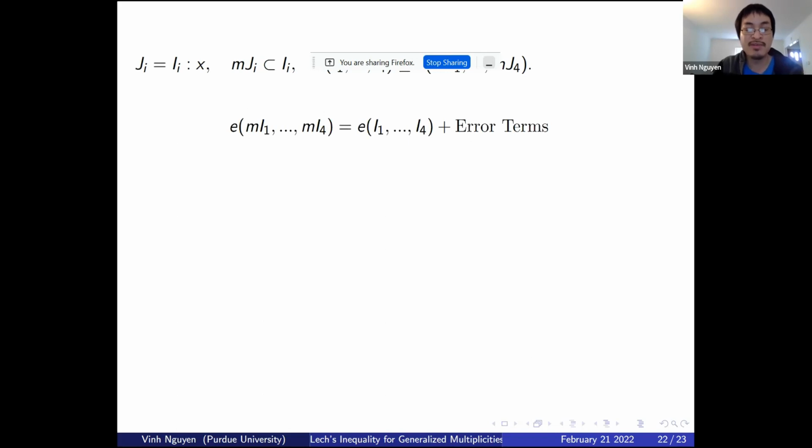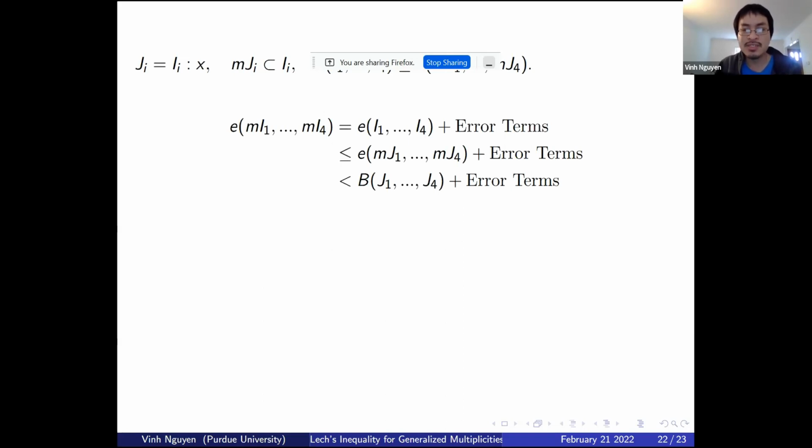Okay, so again, from the previous slide, the mixed multiplicity of m times the ideal is equal to the multiplicity of the ideal plus these error terms. And then the multiplicity of these ideals is bounded above by the multiplicity of m times the J ideals. And so by induction on colength, remember the colength of J is strictly smaller than the colength of I, the multiplicity of m times these J ideals is bounded above by our bound based on the J's. But we still have this error term that we have to deal with.